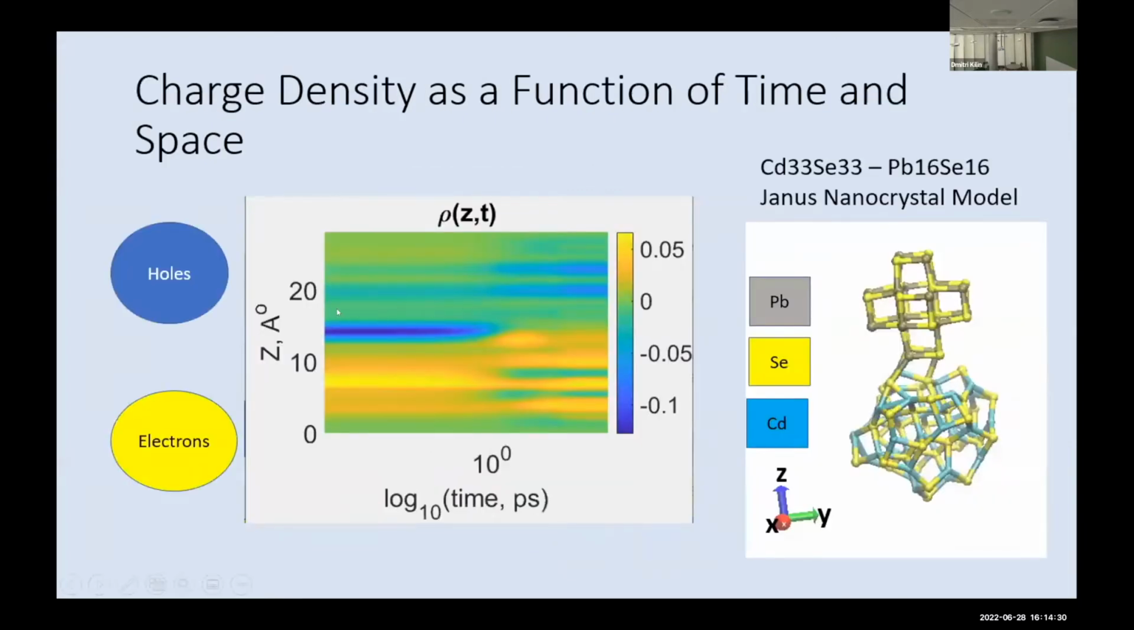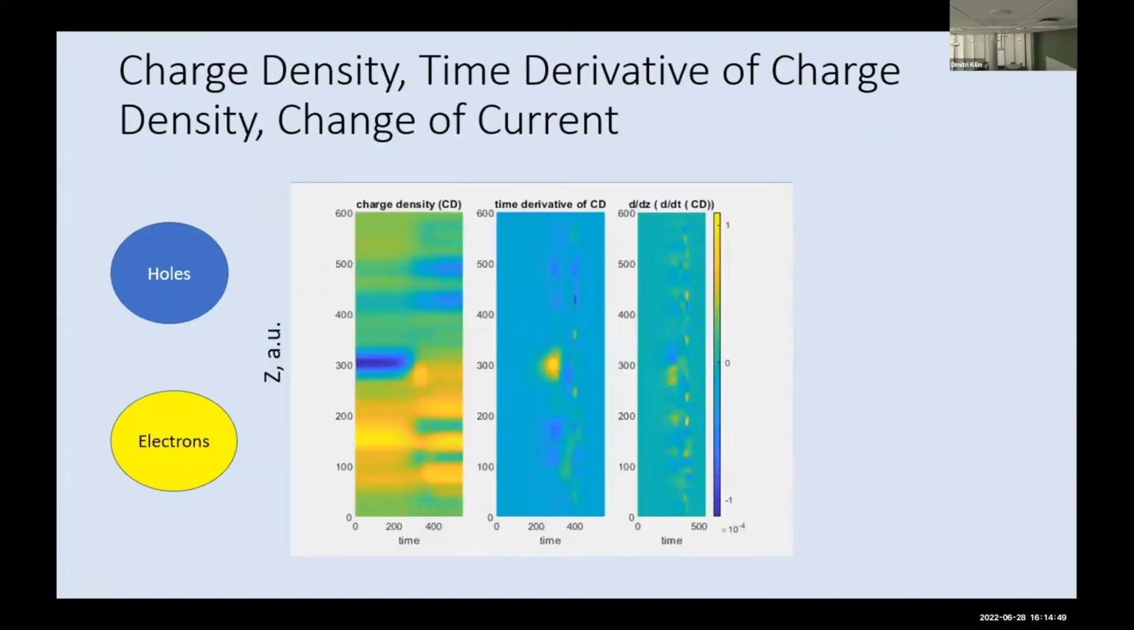We can also see charge density as a function of time and space. Here on the right, I have the model I was using for my research, which is a Janus particle with a cadmium selenide and a lead selenide nanocrystal together. But here on the left, our holes are blue and electrons are yellow. We can have graphs for our charge density, the time derivative of the charge density, and the change in the current, respectively.